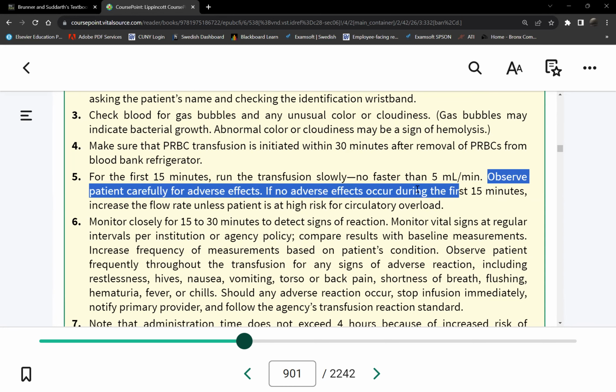So observe the patient for the first 15 minutes. You do not leave the patient's bedside. You stay there. If I were you, I would have my WOW, my computer on wheels, inside the room with the patient, and you're charting. You cannot leave the patient. Stay within arm's reach, that way you can stop the blood transfusion anytime the patient has a reaction.